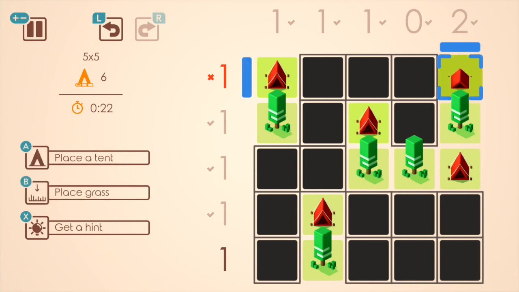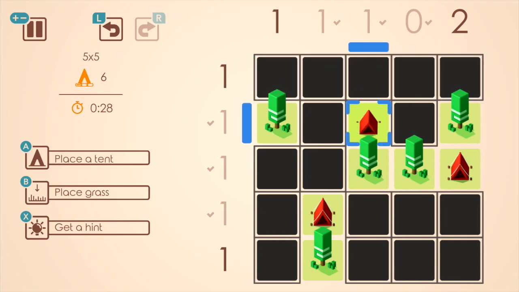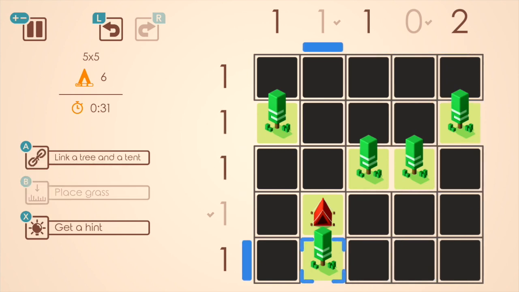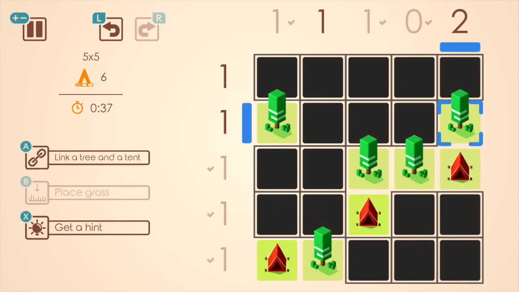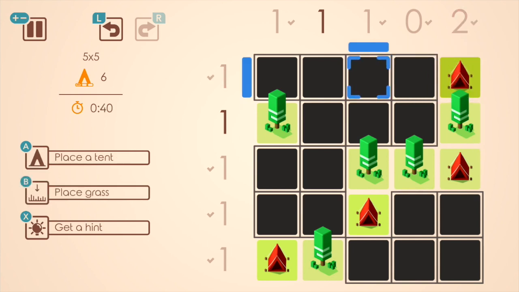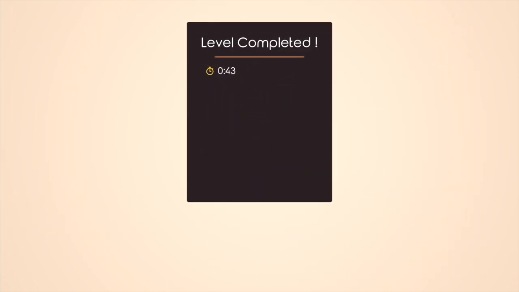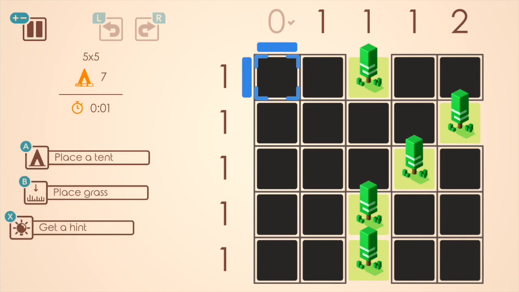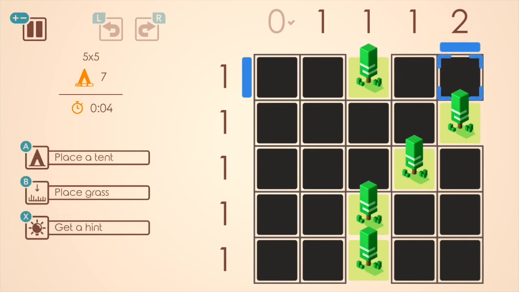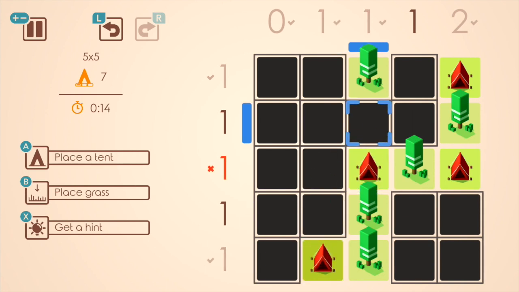Uh-oh. That one's wrong. Okay. Let's try that again. Let's do 1, 2, 3, 4, 5. There it goes. Nice. Yeah, this would be like just a lot of fun to relax to in between parts of my shift. I like it. I say yeah. This is fun.